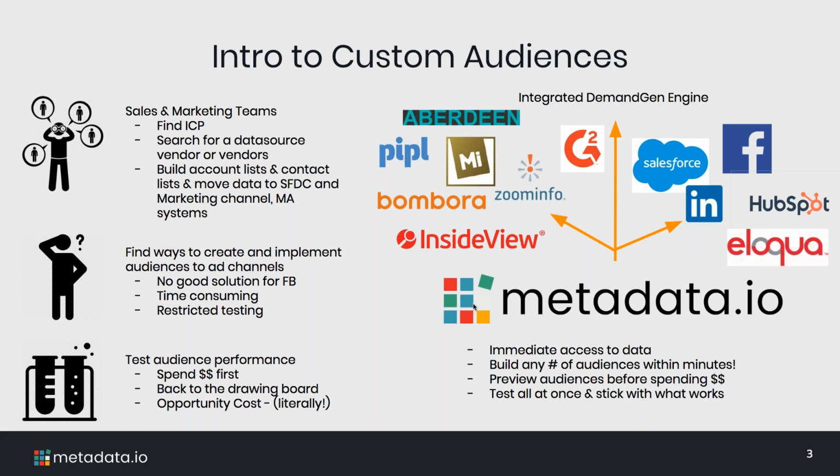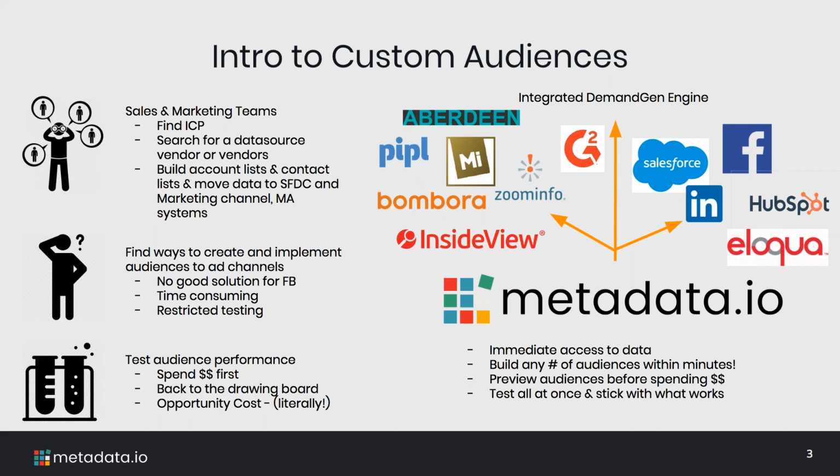So let's talk a little bit about the different data sources or databases that Metadata integrates with. Metadata integrates with all the famous databases that you might be aware of already, like ZoomInfo, InsideView, PIPL, Aberdeen, Mintigo, G2, Bombora, and all these different data vendors have their own database, and they each have their own specialty. For example, Aberdeen is really good for technology data. It's really good at knowing what type of different technologies a company might be using. Bombora is really great for intent data. It will help you identify the different companies that are searching for specific industry topics.